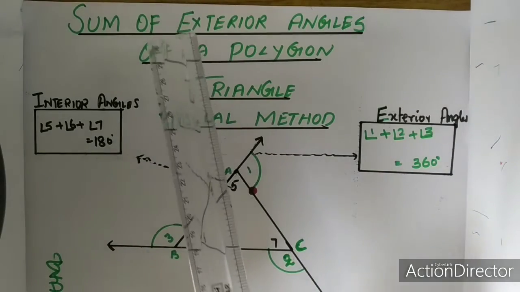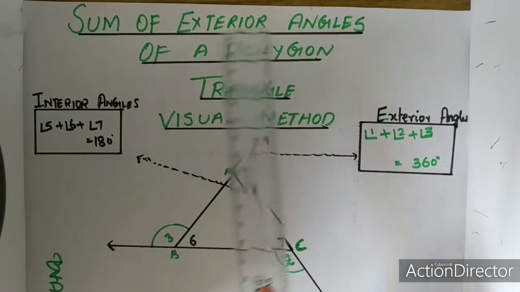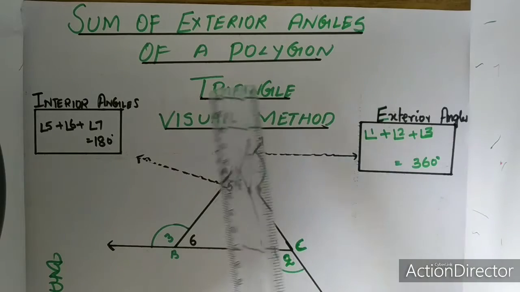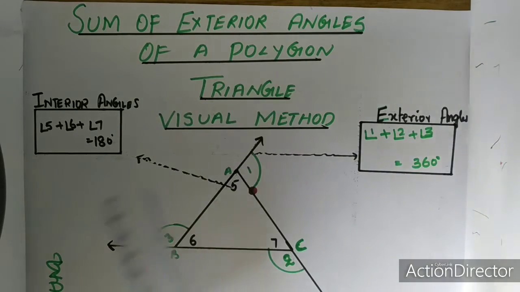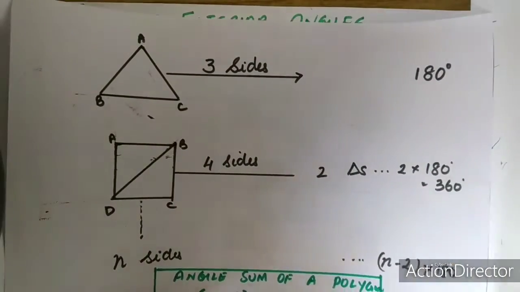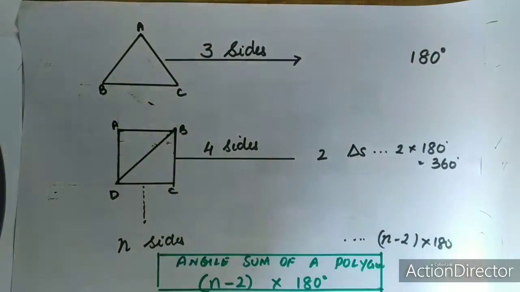Today in this class, let us visualize the sum of exterior angles of a polygon. In general, let us consider a triangle. Then using the triangle, we can generalize the formula for other polygons. But before going into that, let us revise the previous concept, whatever you have learnt in the previous class.